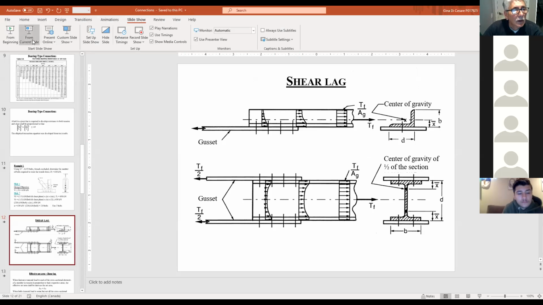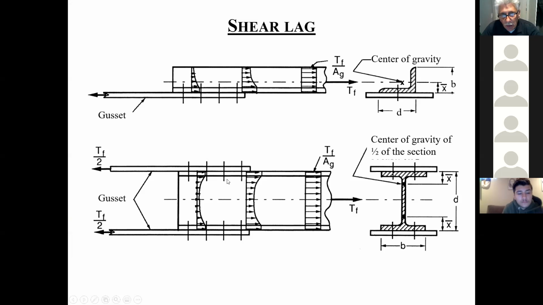Slideshow. Okay, slide. So all you do there is that there are coefficients that we take into account in our equations, and that's what we're going to be learning. But I want you to keep in mind what shear lag actually means: by the time the concentrated stresses at your connection become uniform across your member, you have to take the stresses and modify them, and that's what we're going to learn.